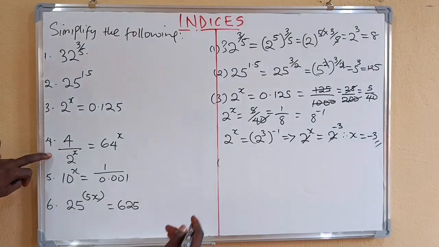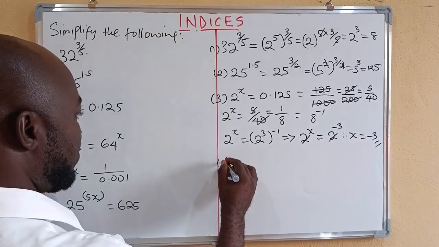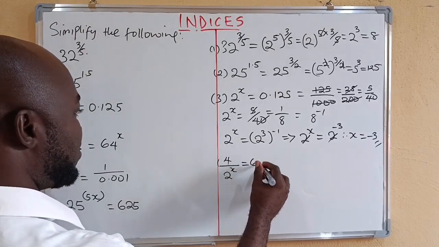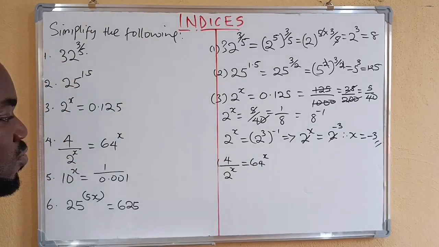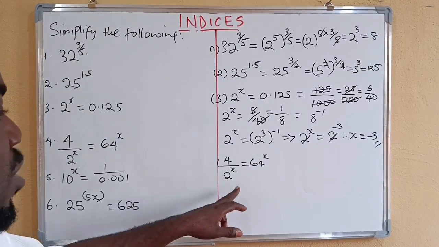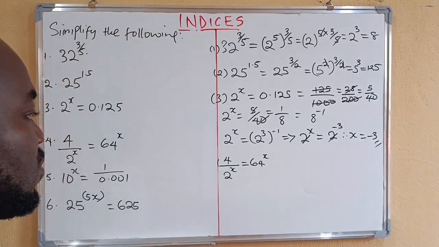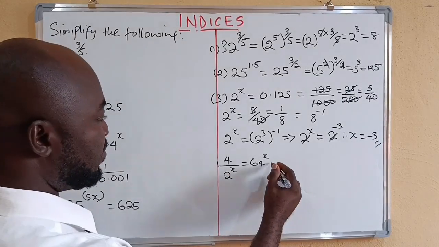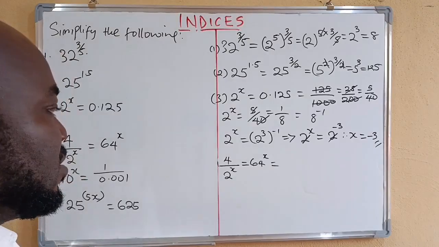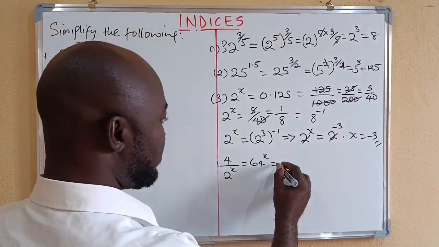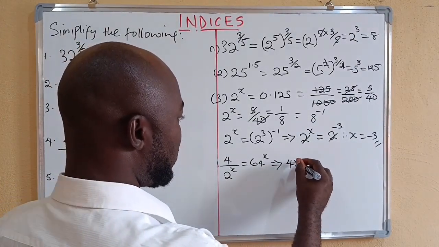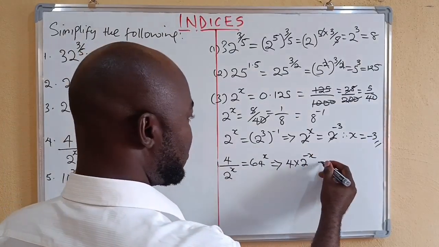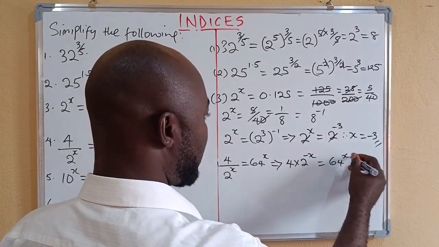Now, the number 4 says that my 4 over 2 to the power of x is giving me 64 to the power of x. So what am I going to do? I'm going to make sure that I can convert this as follows. I'll convert all of them to base 2 first. So what I have here is simply 4 multiplied by 2 to the power of minus x, and then this is equal to 64 to the power of x.